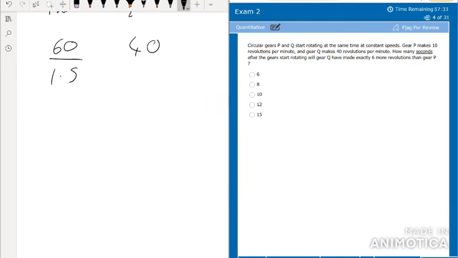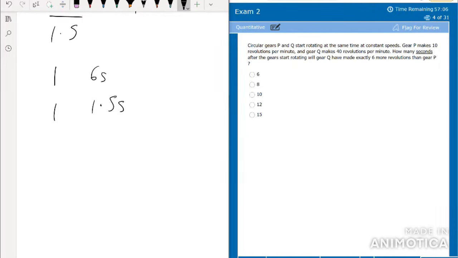Start rotating at the same time. Okay, so we're talking about seconds, so gear P does 1 in 6 seconds, and gear Q does 1 in 1.5 seconds. How many seconds after the gears start rotating will Q have made exactly 6 more revolutions than gear P? Well, let's just do it by numbers. So in 12 seconds, this one's done 2, and this one's done 8. And so that's exactly it. So it's 12 seconds. There we go.